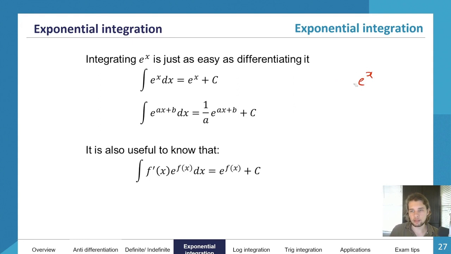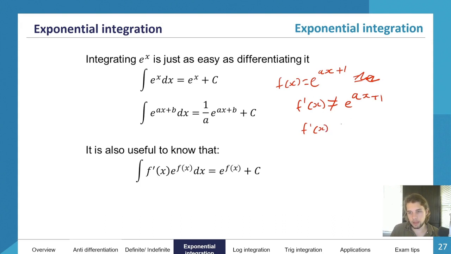Now, that doesn't mean that e to the power of, let's say, ax plus 1 differentiated stays the same. So let's say f(x) equals this. The derivative of f(x) does not equal e to the power of ax plus 1. It does equal the differential of what's up here multiplied by this.